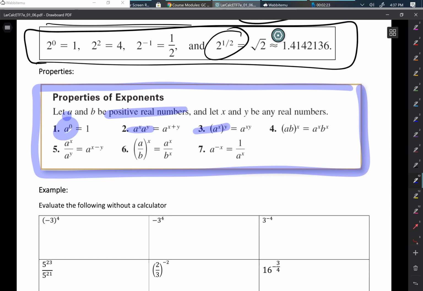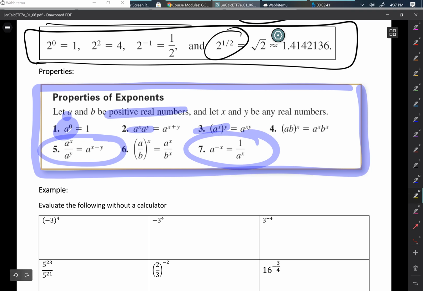Division, down here, I'm going to skip number 4 and come back to it, but division down here, number 5, you have a to the x divided by a to the y, same base, you subtract numerator minus the denominator to get your new exponent. Okay, and then I'll skip number 6, hop over here to number 7. A negative exponent just means take the reciprocal.